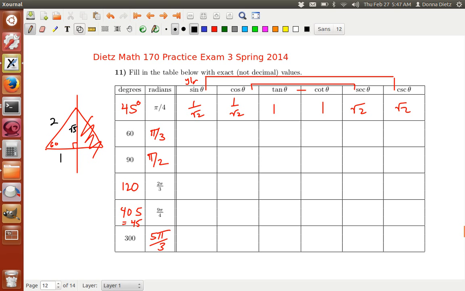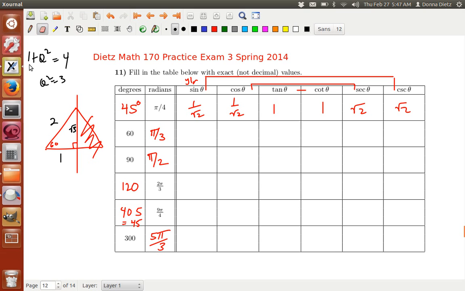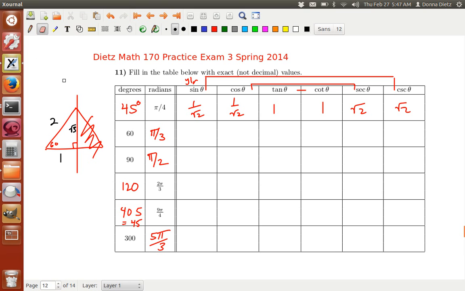It's square root of 3. We've done this before, but if you don't know, you'd get 1 plus whatever it is squared equals 4, q squared equals 3, and then you'd say, oh yeah, q is square root of 3. Okay, fine. So you should be able to figure that out.